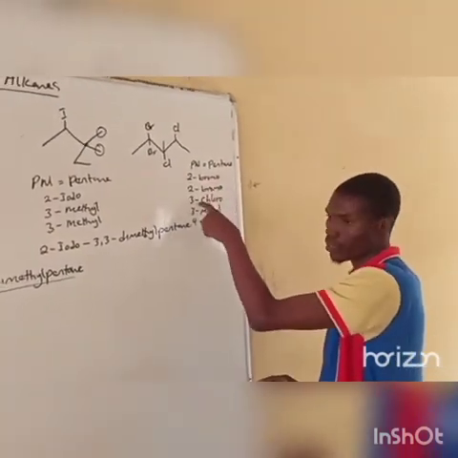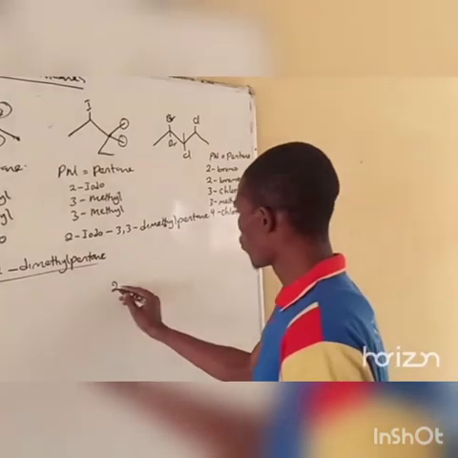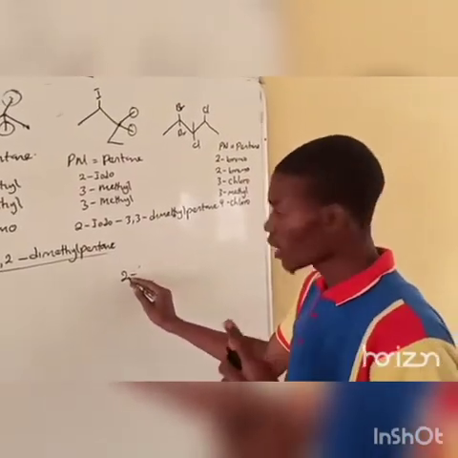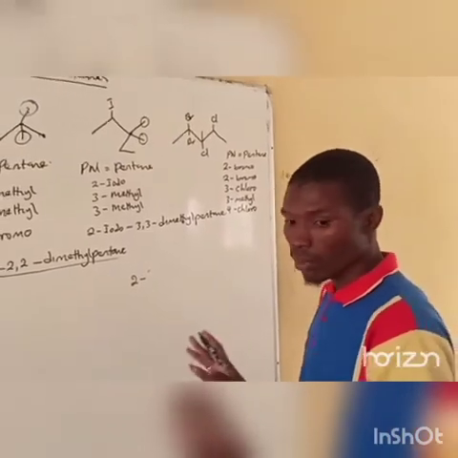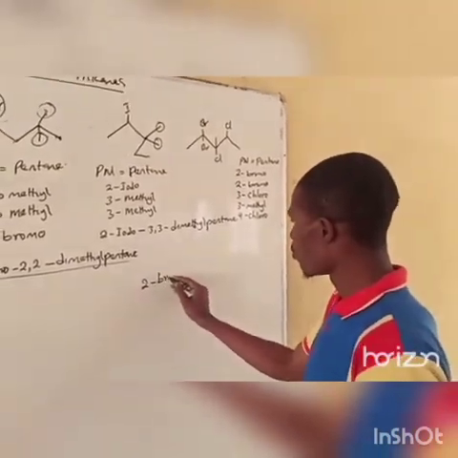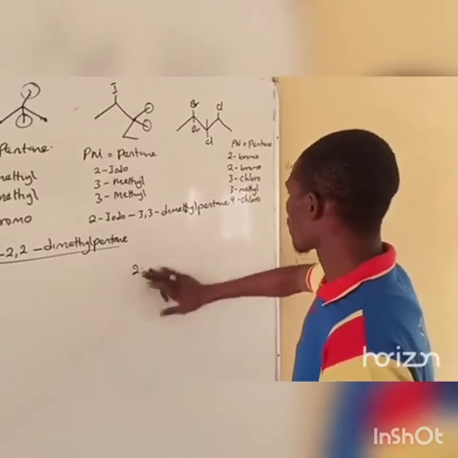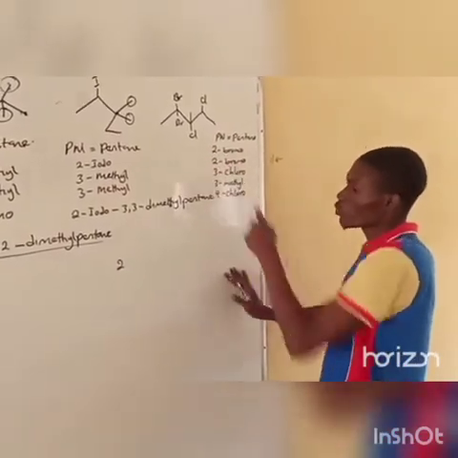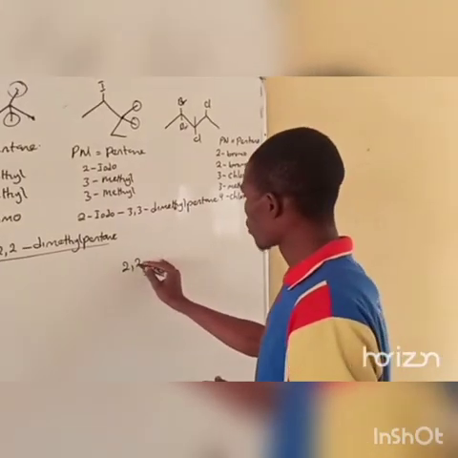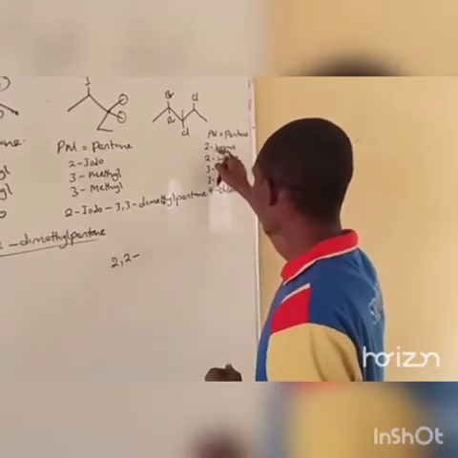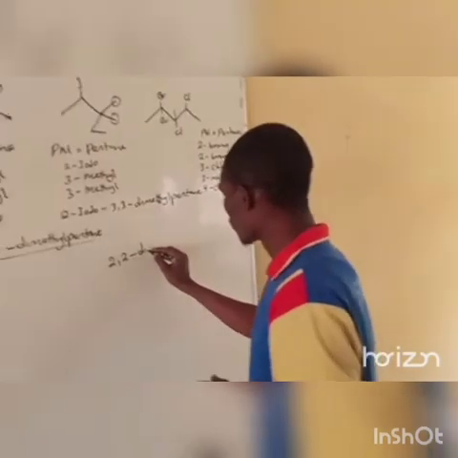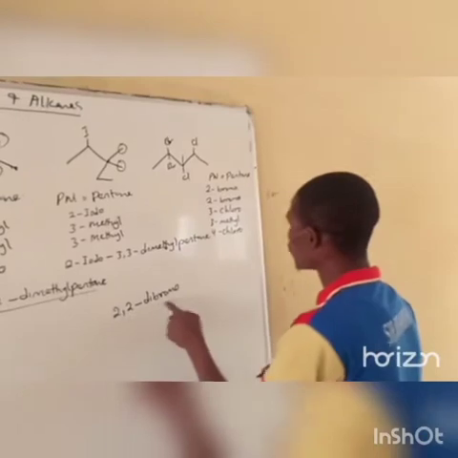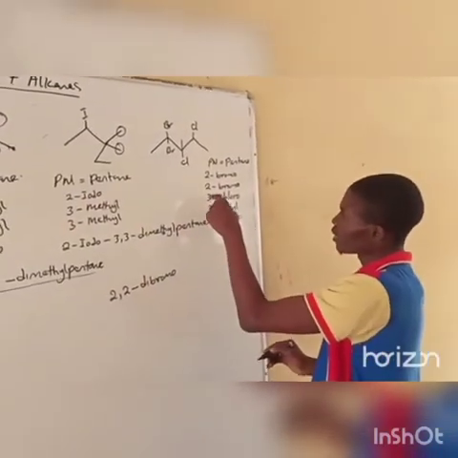B comes before C. So we say 2, because we name alphabetically. Always remember between number and letter, hyphen, between number and number, comma. 2-bromo. But here we have 2 bromo. So there are 2 here. So it will be 2,2. Then what? How many bromo? 2. It's now dibromo. 2,2-dibromo. Then we have chlorine.